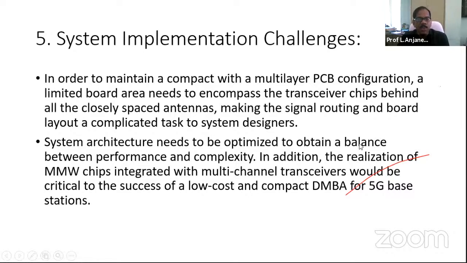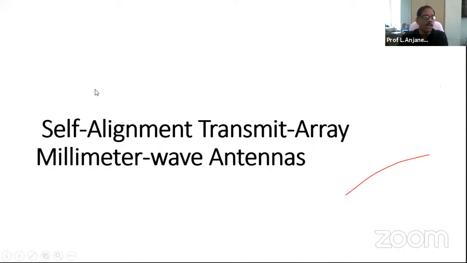And we need a very optimized balance between performance and complexity. If you want better performance, complexity increases. But if complexity increases, the device cost will increase. So you have to strike a balance between performance and complexity. And also, how do you realize millimeter wave chips: transmitters, receivers, filters, mixers, and all this. These are the challenges. So I've shown you three very complicated designs, and I talked about various challenges in generating such things and integrating.